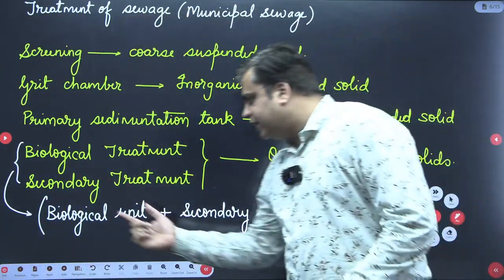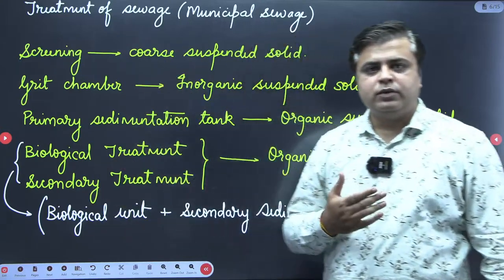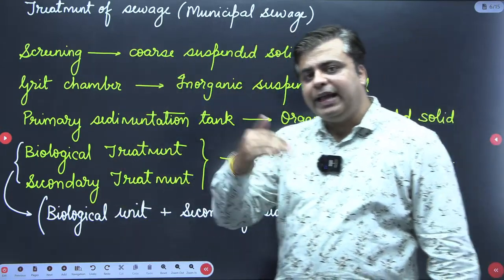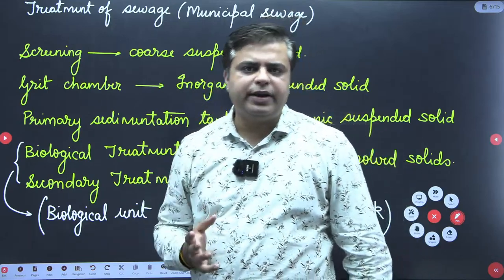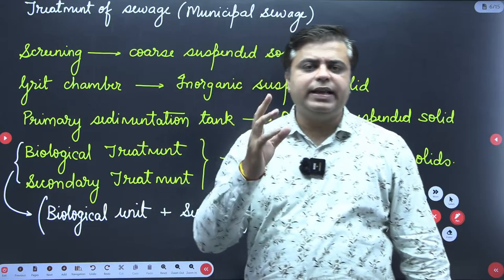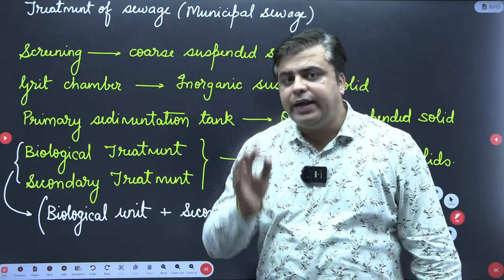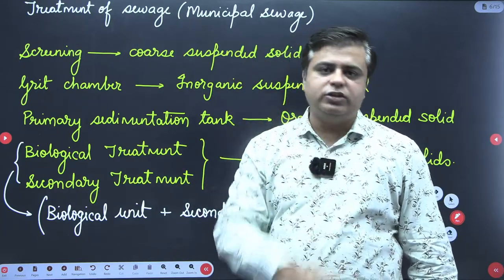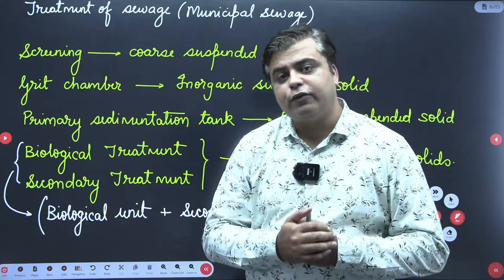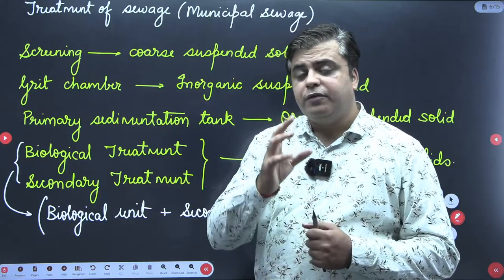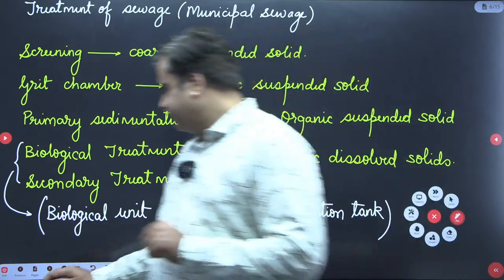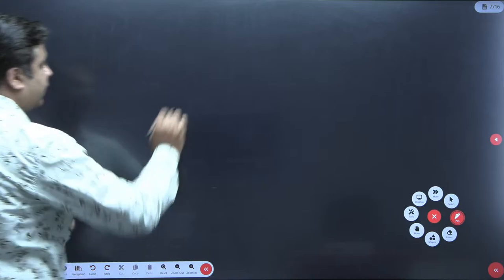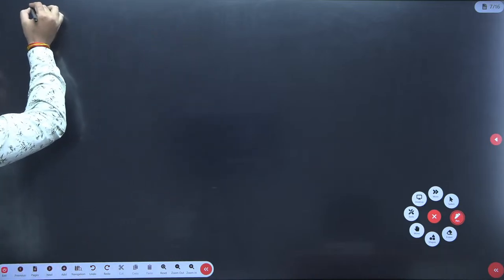Now, my dear, there are different biological units out of which you can provide any one in treating your sewage, based on your capability, based on your design ability. You can provide any one of the biological units. Now, let's see what are the different biological units we have which are responsible for removing dissolved organic solids, right? So, different biological units can be listed like this.